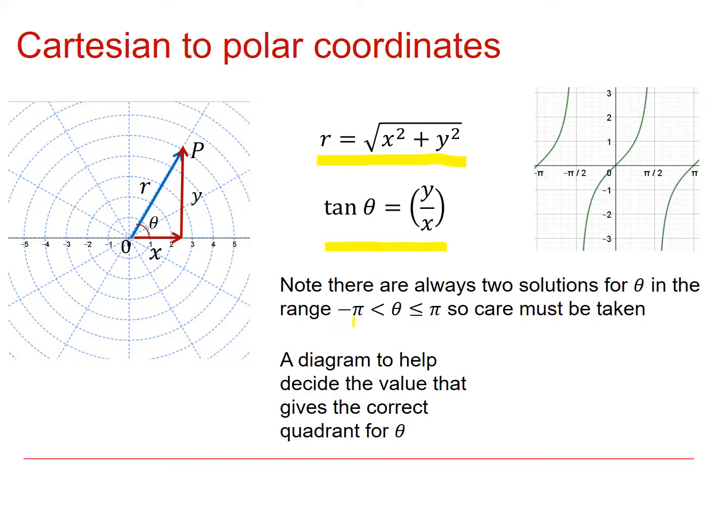And note, we'll always get two solutions in the range minus pi to pi. So care must be taken in establishing the correct quadrant. And again, a diagram will help in that situation.